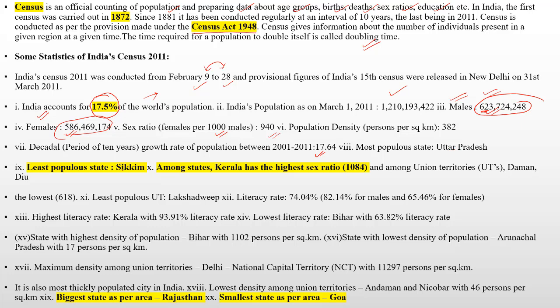The least populated state is Sikkim. Among states, Kerala has the highest sex ratio, 1084. Among union territories, Daman and Diu have the highest sex ratio. You just have to go through it; there is nothing to actually make you understand. The biggest state as per area is Rajasthan. The smallest state as per area is Goa. Lowest density among union territories is Andaman and Nicobar, with 46 persons per square kilometer. Just go through it, nothing much.